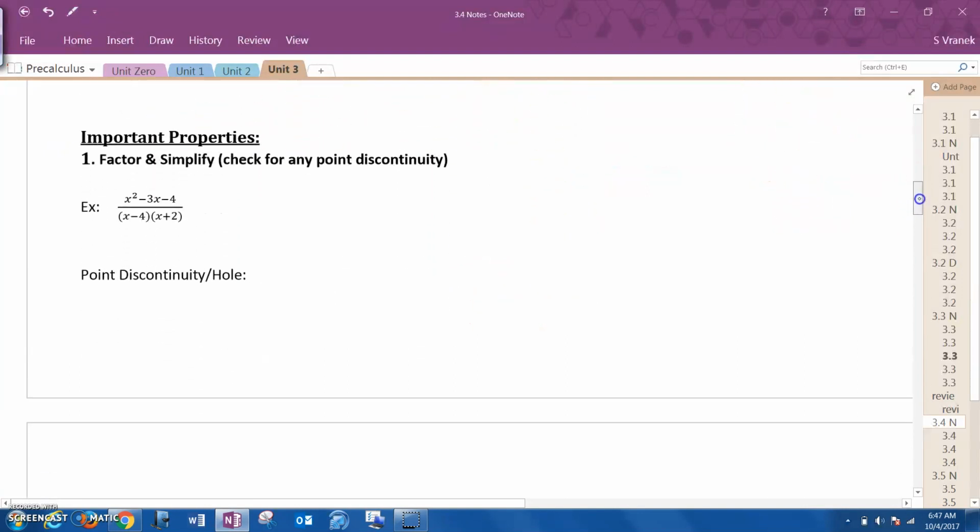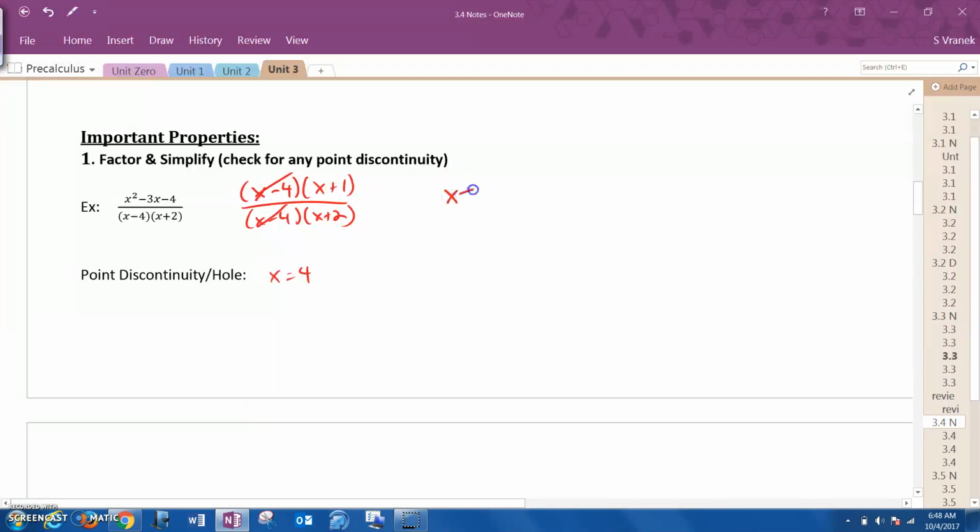Now, some important properties for these. You can have asymptotes, you can have holes, you can have y and x intercepts. So to find a point of discontinuity, also called a hole, they're called the same thing, you need to factor and simplify. This factors into (x minus 4)(x plus 1) over (x minus 4)(x plus 2). Notice how these two things cancel out. That is where your hole is. So x equals 4 is the x coordinate of the hole.